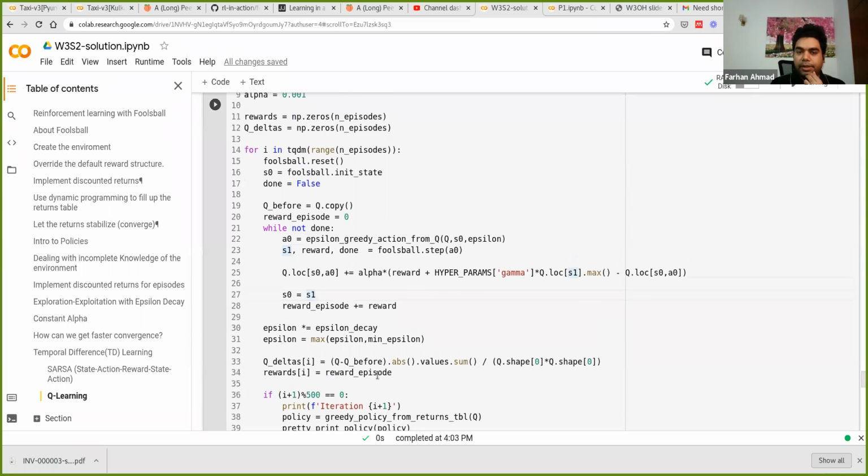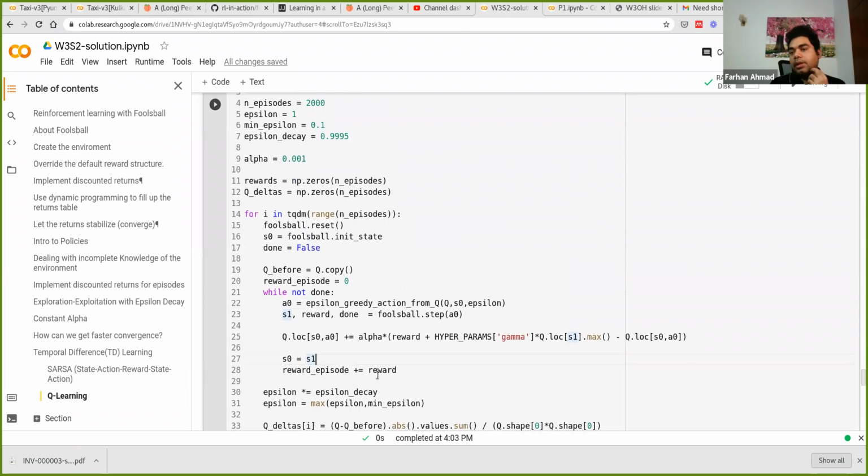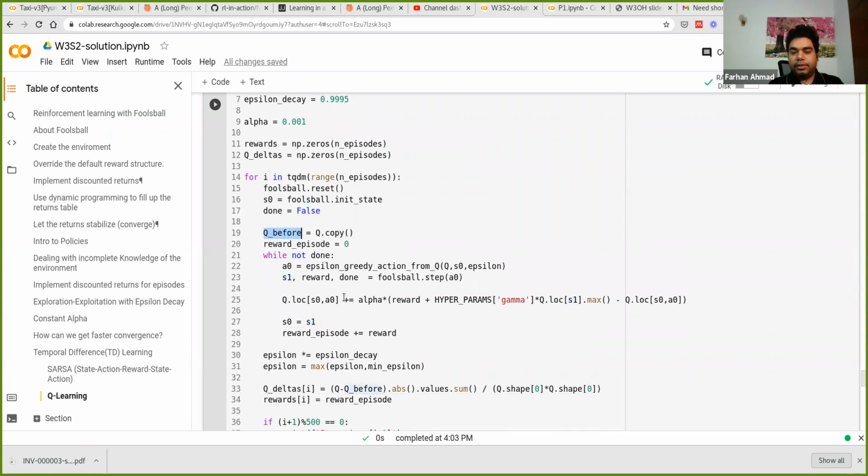In the case of Q learning, this won't be there in your copy of the notebook, but the idea is very simple. First of all, before I enter the loop for every episode, I create a copy of the Q value, and then at the end of that episode, I take the difference of the before and after copies, and then I take the absolute values, and then I just sum over all the absolute values, right? So this gives me a single number.